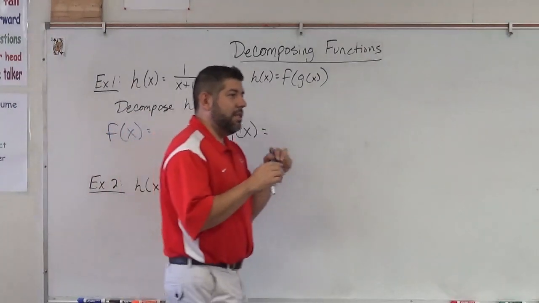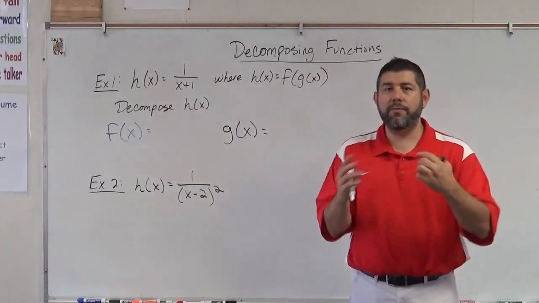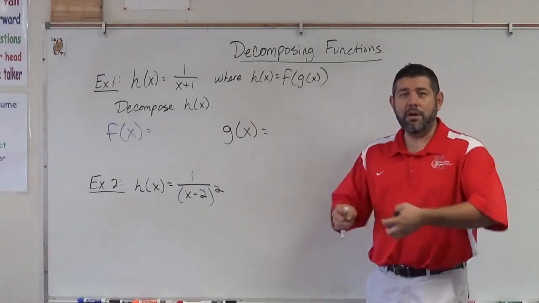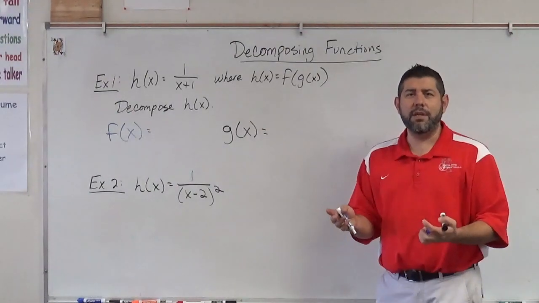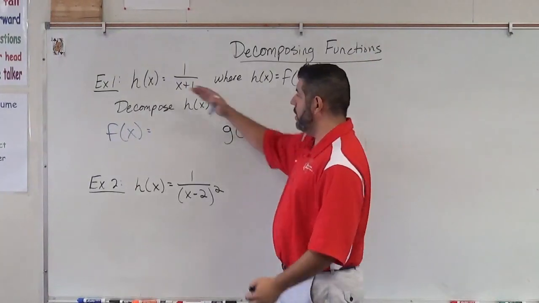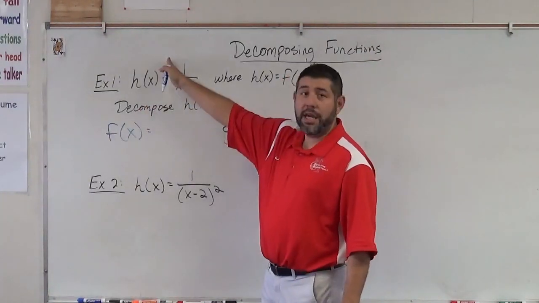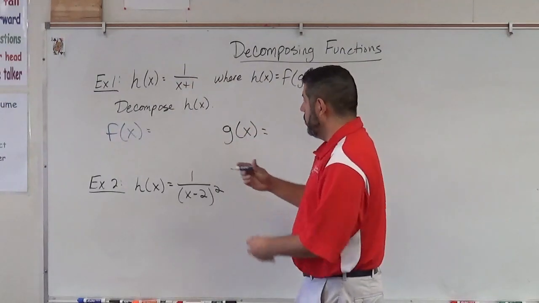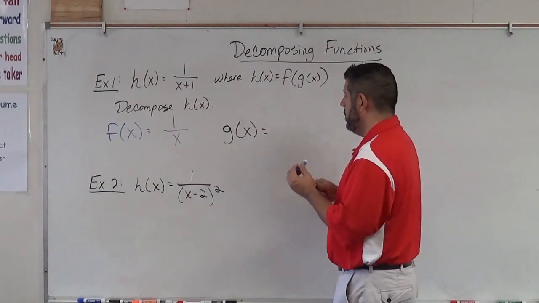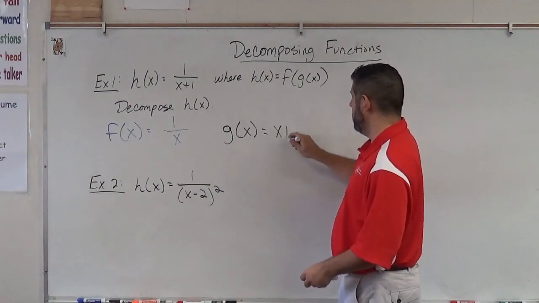Now, the neat thing about this is that there's a variety of things we can choose from, actually. But I'll give you maybe one that I think works the best. Remember that g is going into f to create h. So, in order for that to happen, f of x will need to be 1 over x, and g of x will need to be x plus 1.